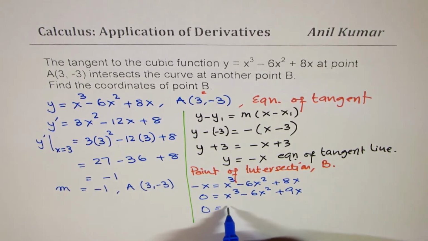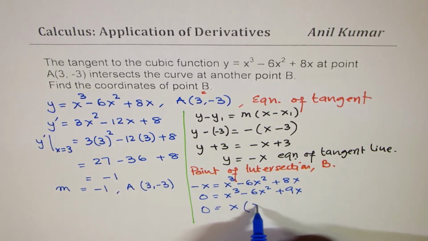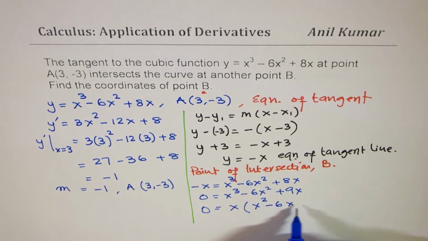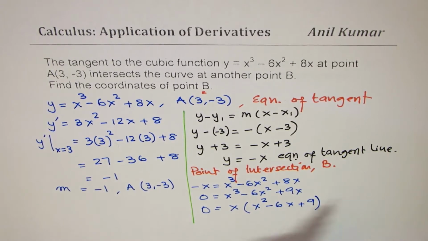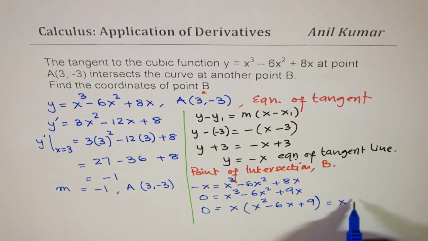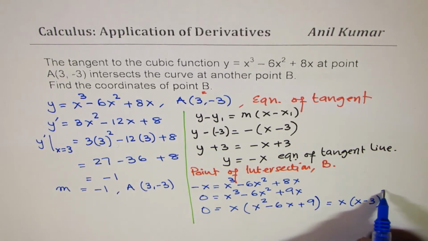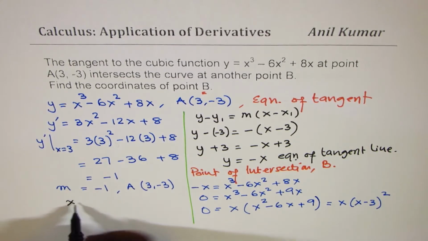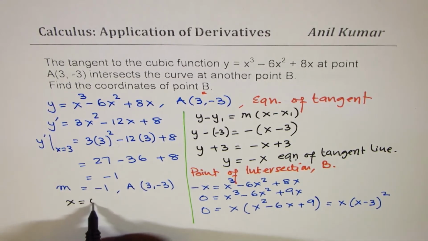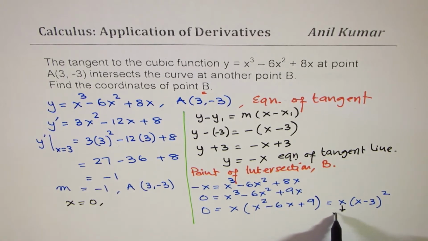Well, we can take x common. So as soon as you take x common, you get the quadratic equation x squared minus 6x plus 9. Now this is a perfect square, so we could write this as x times (x minus 3) whole square. So clearly one of the points of intersection is x equals 3. So we get two values here, x equals 0, which gives you x equals 0, and this gives you x equals 3.